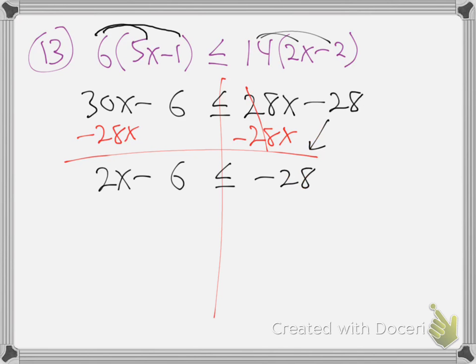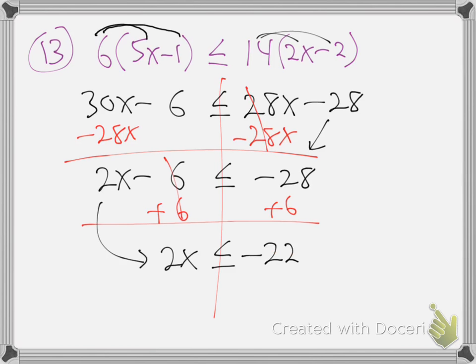Okay, now x is still not alone. So what do we do to get x alone? Add the 6, right? We all good with that? And so then we have, bring this down, 2x, what's this, minus 22. And last step, divide by 2. X less than or equal to minus 11.